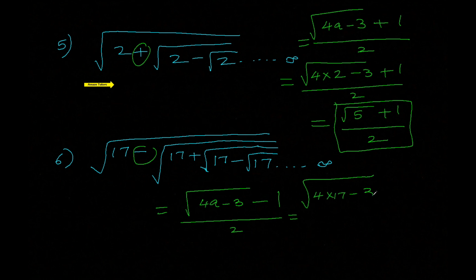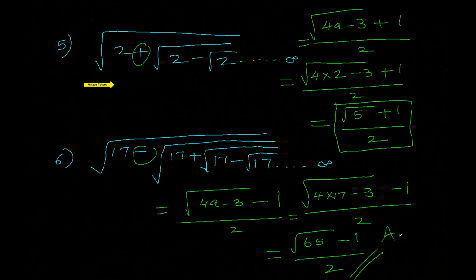4 times 17 minus 3, minus 1 is outside the root. Be very careful while writing the plus and minus. It will be outside the root only. 4 times 17 is 68. 68 minus 3 is 65. So root 65 minus 1 divided by 2. So this is the answer for the last question.